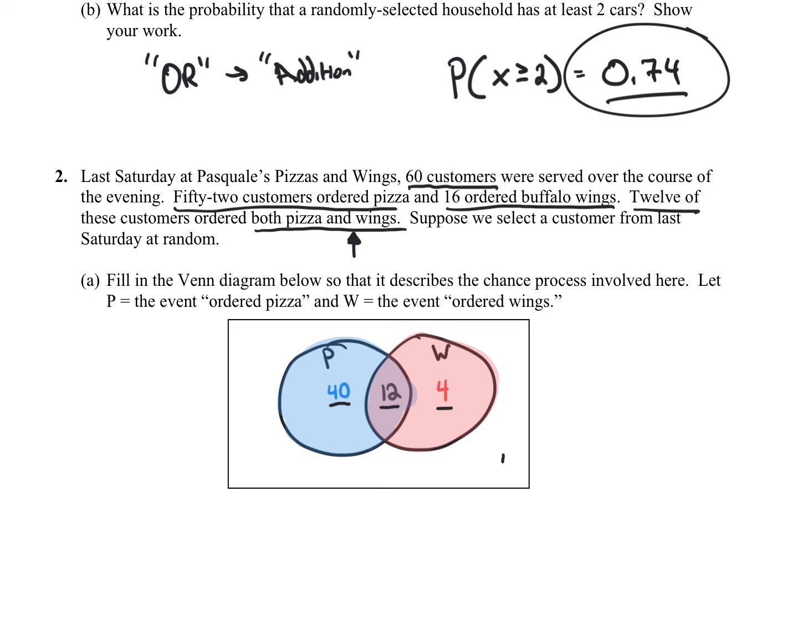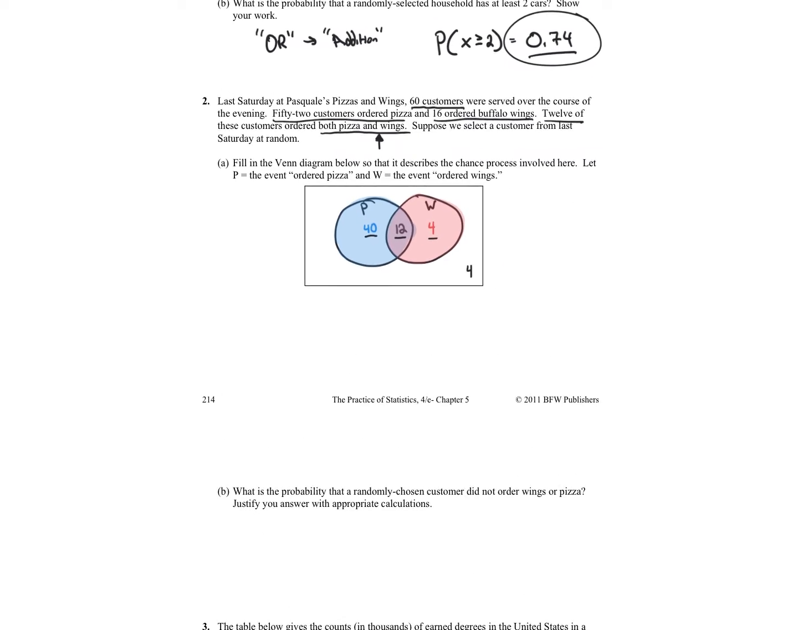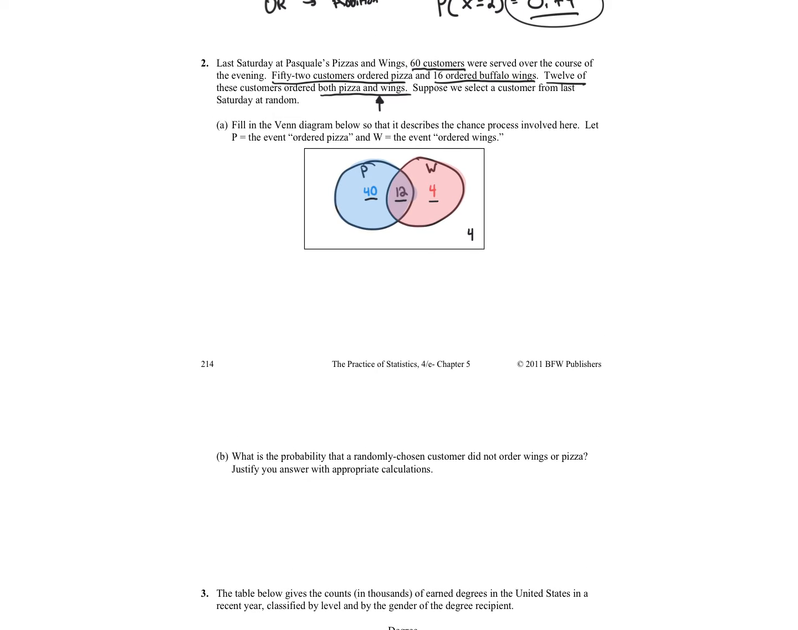So guess what? We got 4 people out here outside of pizza, outside of wings. It is just those people there that didn't do either. All right? So there it is. And actually, that does part B, and you got to kind of flip to the other side. Sorry about that. What is the probability that a randomly chosen customer did not order wings or pizza?